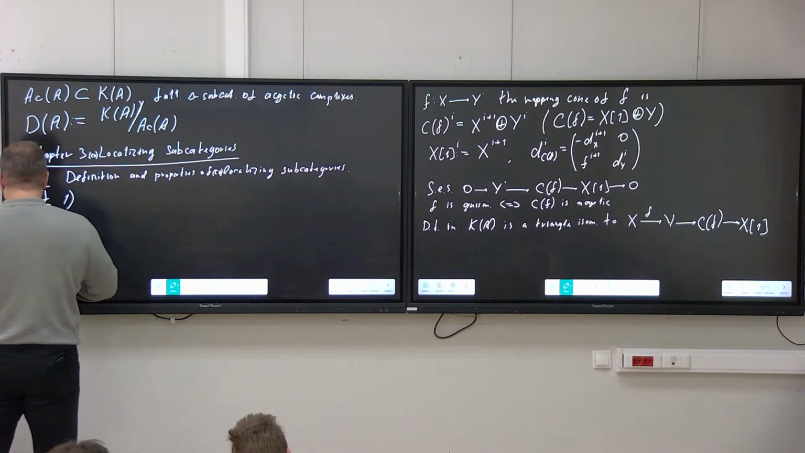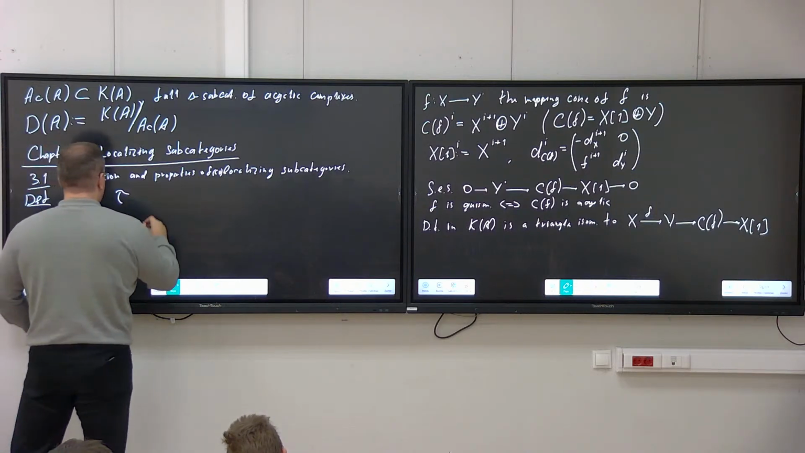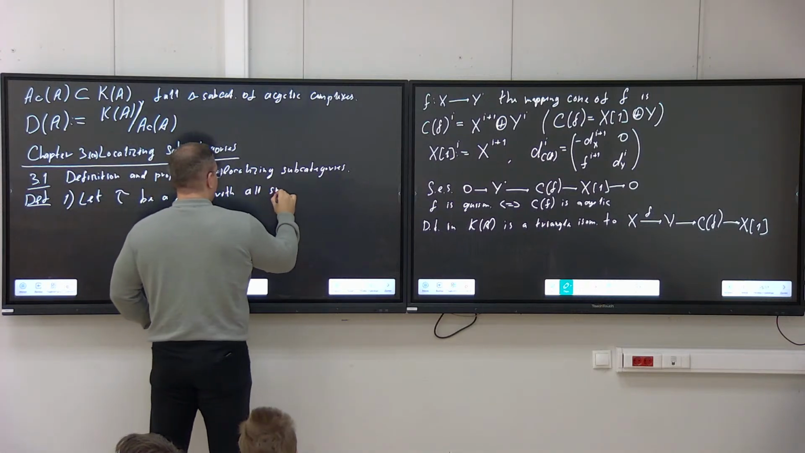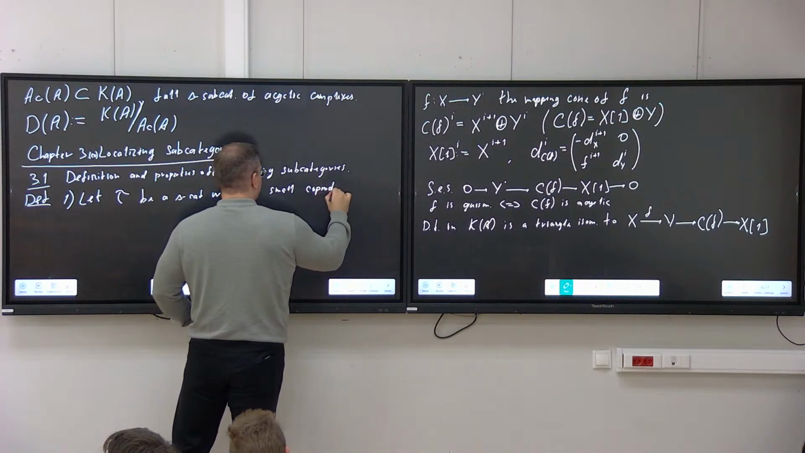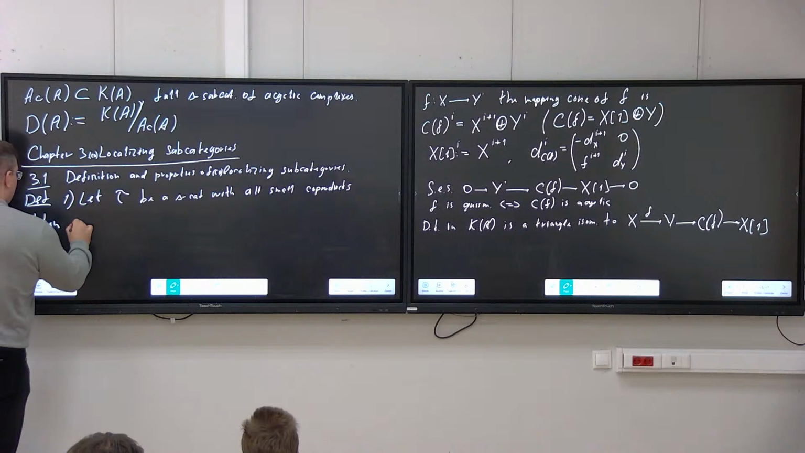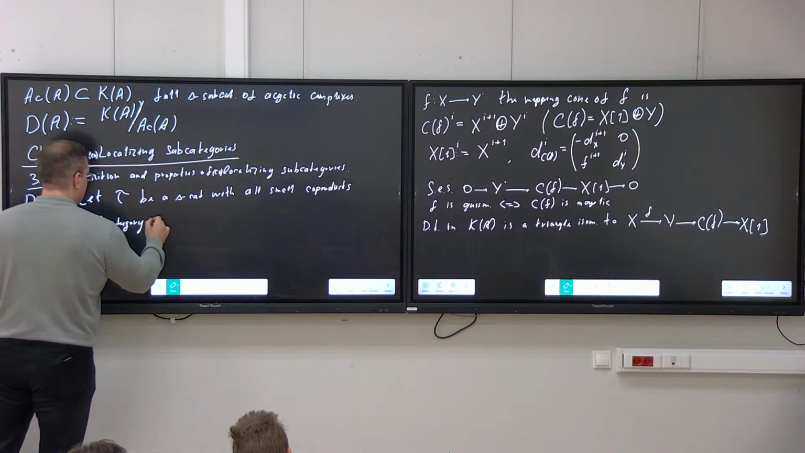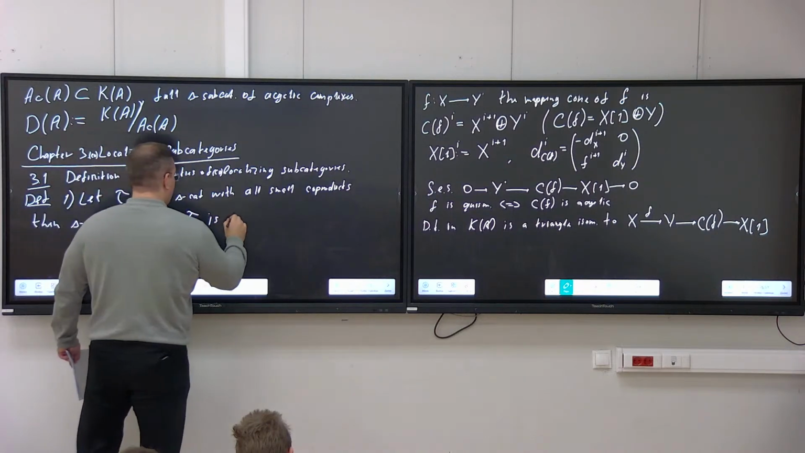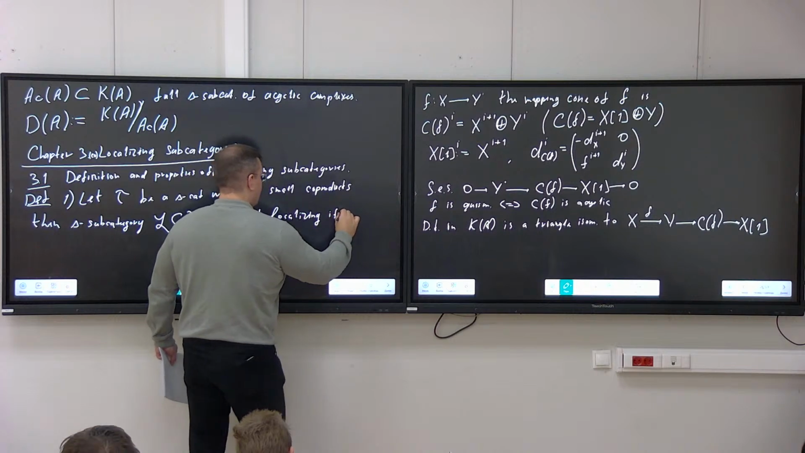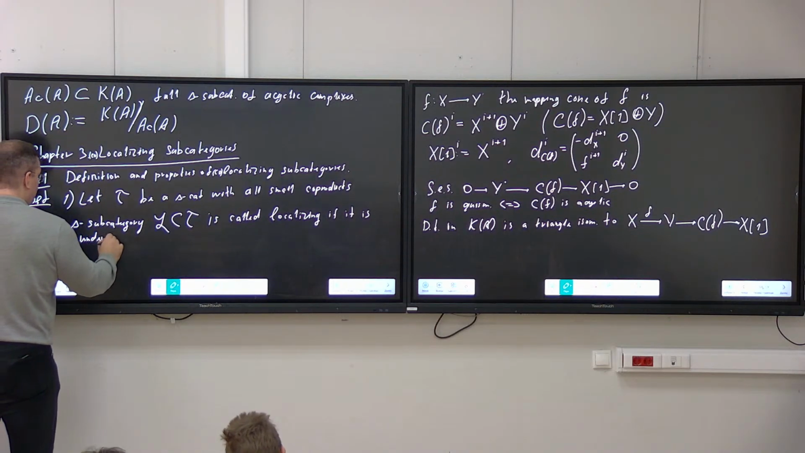So first of all, in the first part of the definition, I assume that I have a triangulated category. So let T be a triangulated category with all small coproducts. Then the triangulated subcategory L of T is called localizing if it is closed under coproducts.